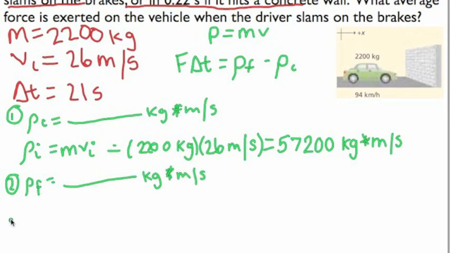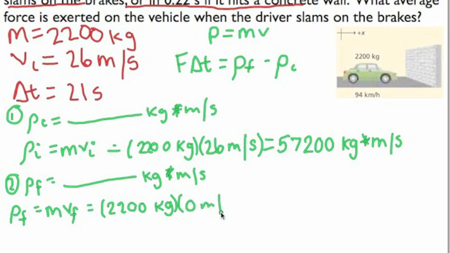And so we'll do our final mass times our final velocity. And remember, we're stopped at the end, right? Because the cars have stopped moving. And so his final velocity is 0, and anything multiplied by 0 is 0. So we're going to get a final momentum of 0.